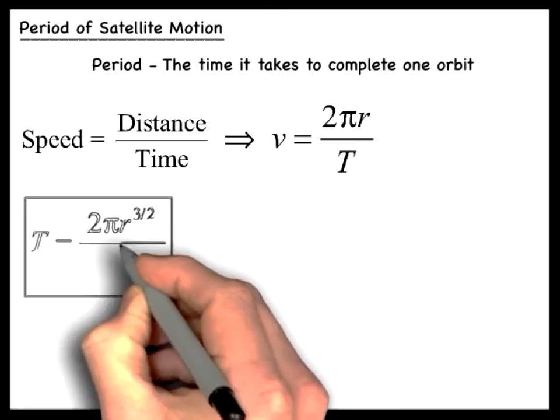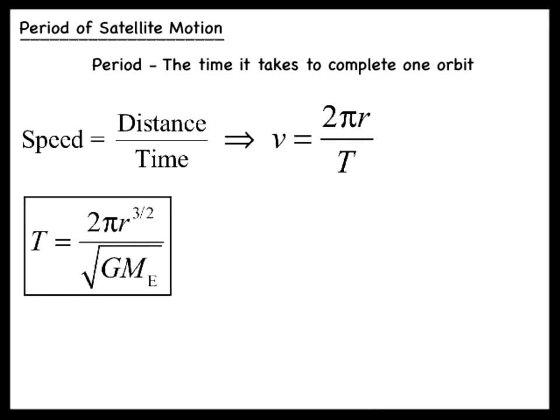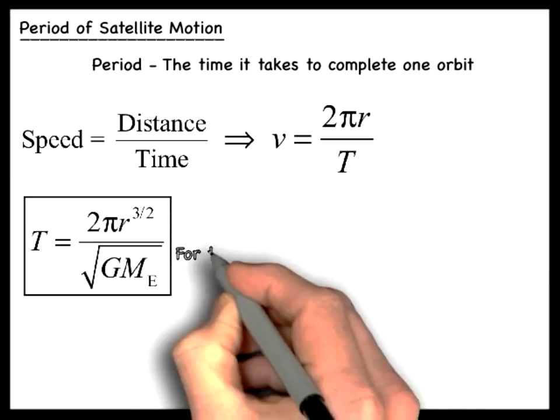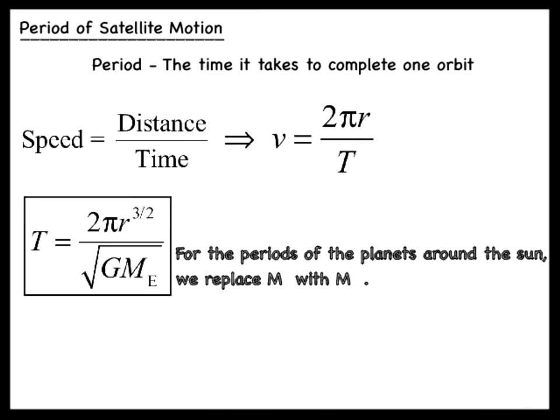We find that the period is equal to 2 pi r to the 3 halves divided by the square root of the product of big G times the mass of the Earth. Although this expression was derived for circular orbits around the Earth, it also applies to orbits around any astronomical object. Take the motion of the planets around the Sun, for example. Their orbits are nearly circular, and we can calculate their periods by replacing m sub e with m sub s, the mass of the Sun.